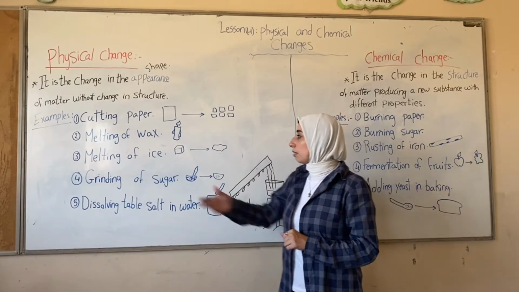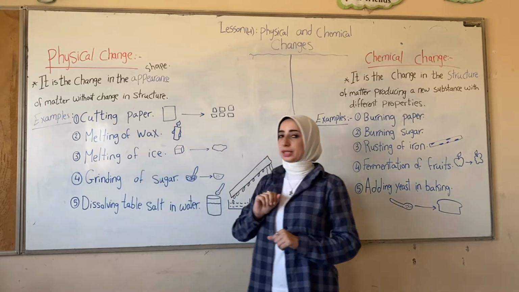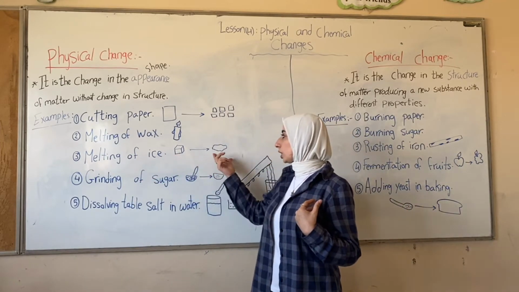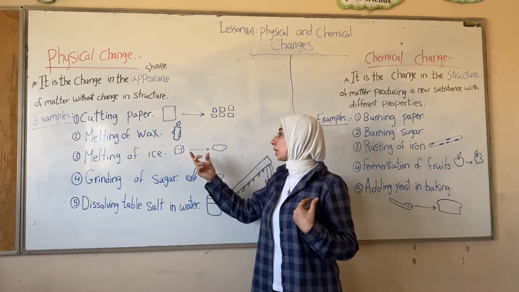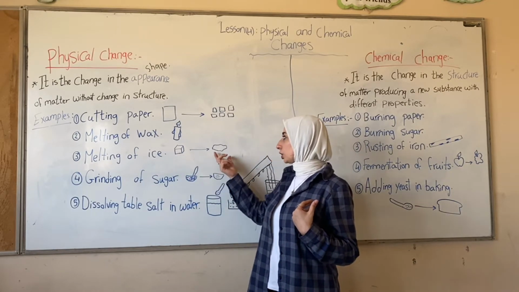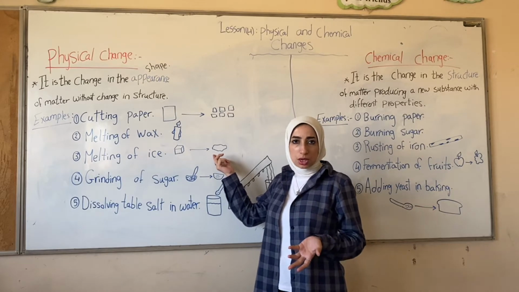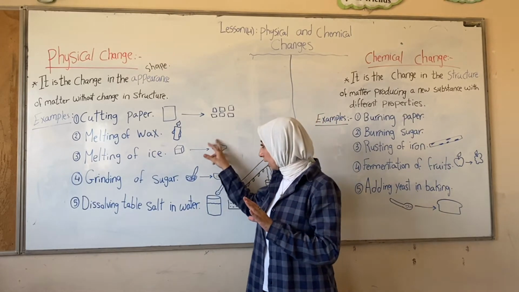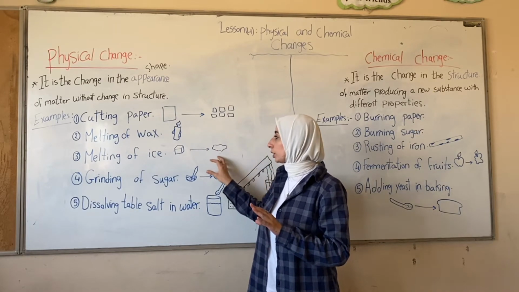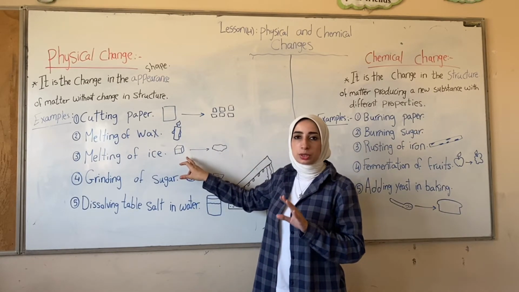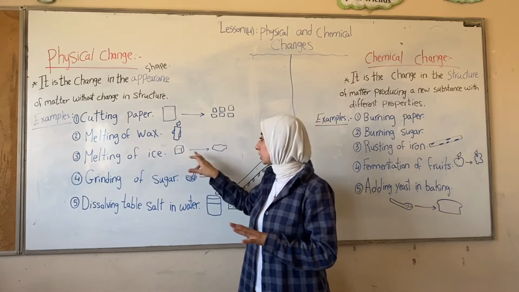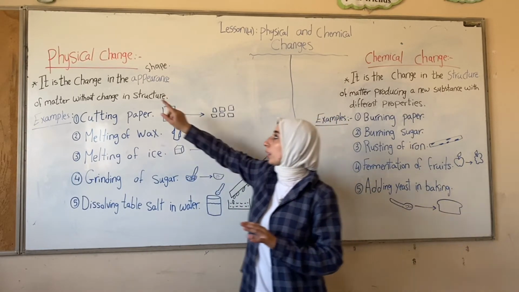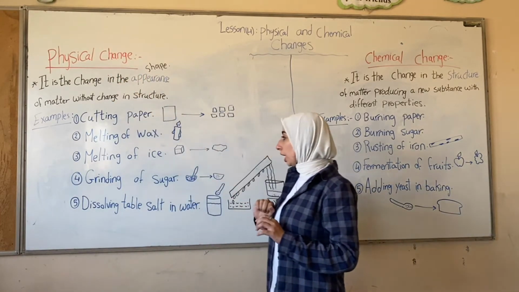Number 3, melting of ice. The same as melting of wax, the ice will change into water. Does the ice change into orange juice? No, it's still water. And I can also take this water and freeze it and change it back to ice. So it changed only in the appearance or shape. So I call it a physical change.